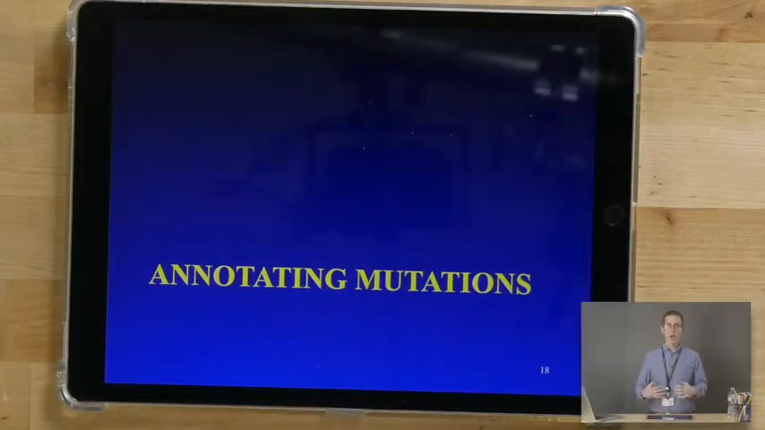So now that we've covered the principles of mutation calling, we can take the next step of trying to annotate what the effect of a mutation might be.